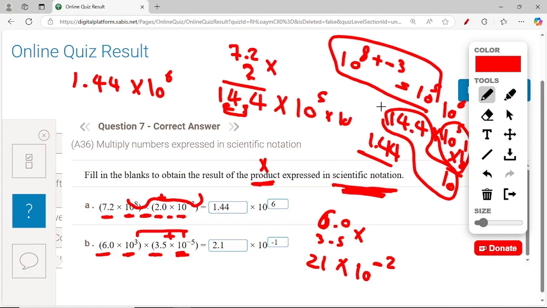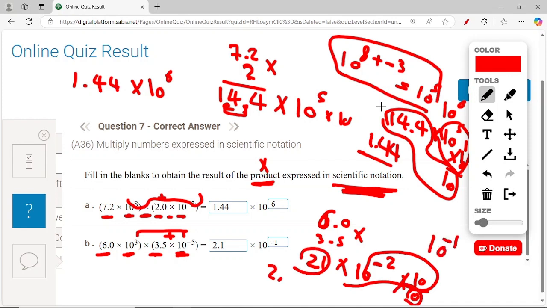I need it in scientific notation, so I have to put a decimal here. So I will multiply by 10 divide by 10. So this one will be 10 power of minus 1, and 21 divided by 10, it will be 2.1. So 2.1 multiplied by 10 power of minus 1.